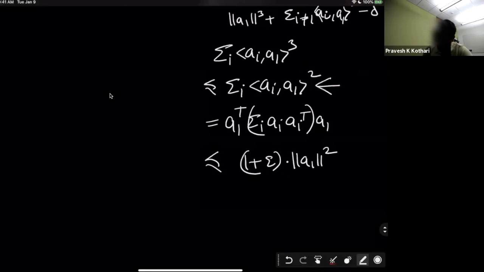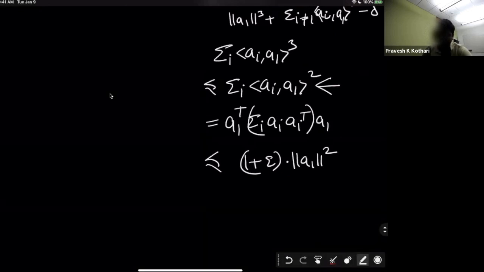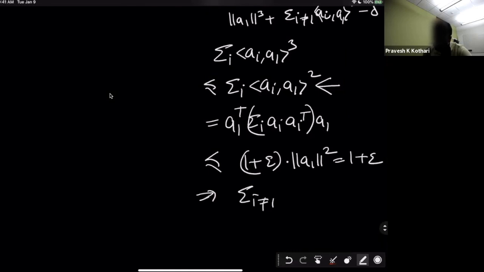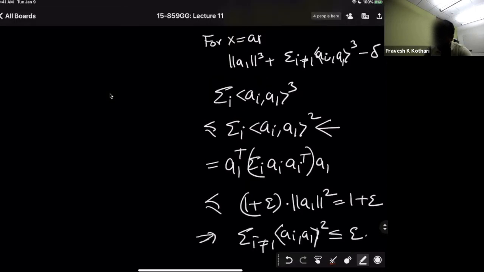Look at this particular matrix. The first term of this is the norm of A1 squared, which is 1. So if this upper bound has to hold, it implies that the sum over I not equal to 1 of AI A1 squared is at most epsilon, because the first term is exactly equal to 1. Still following? Good. So what have I convinced you of? I've convinced you that this term is at most epsilon in magnitude.